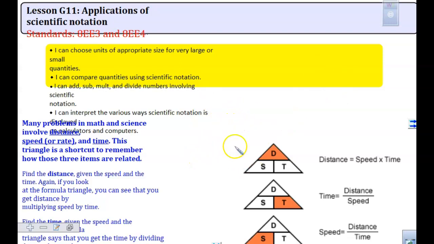Many problems in math and science involve distance, speed or rate, and time. This triangle is a shortcut to remember how those three items are related.